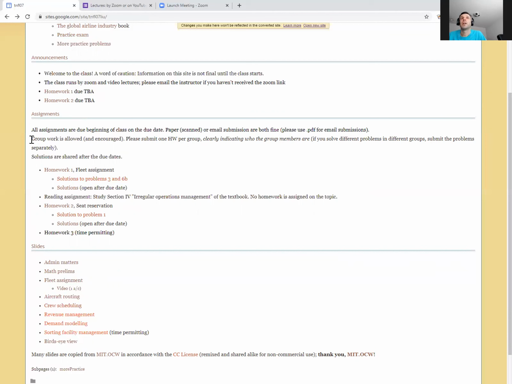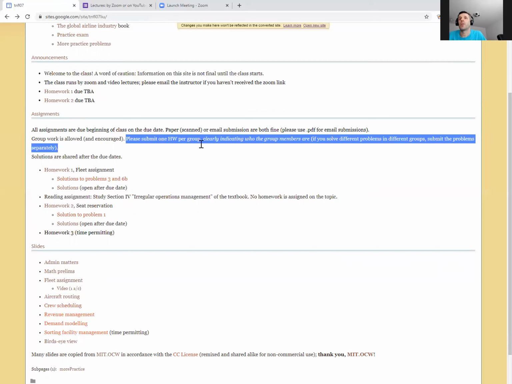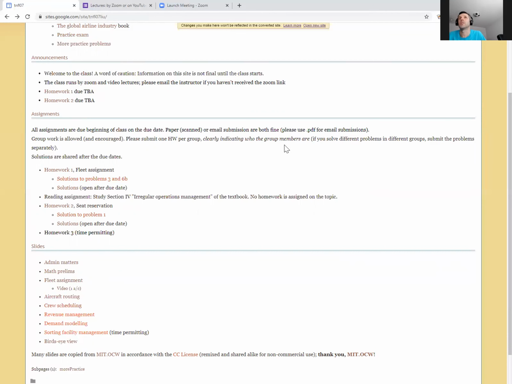Yes, use PDF. Again, you split yourself into groups in any way you like. If you cannot do it, let me know. I can split you into groups. And you submit one homework per group and indicate who are the group members.